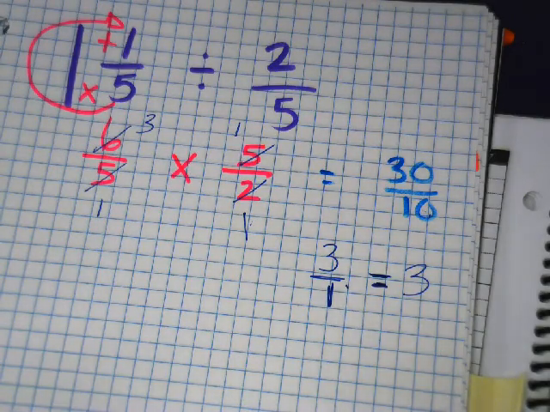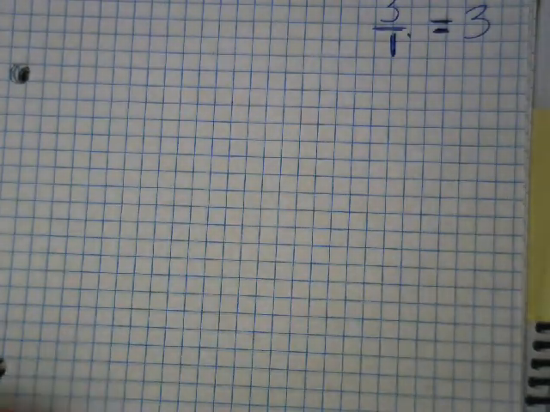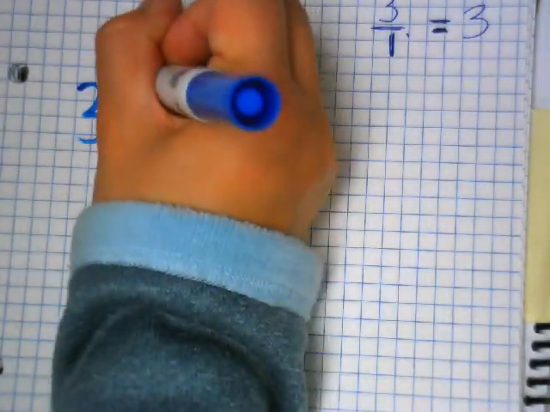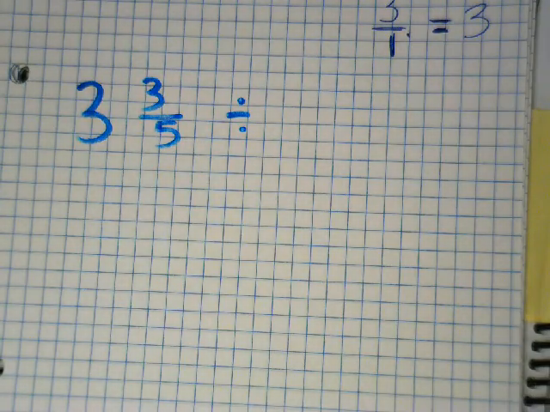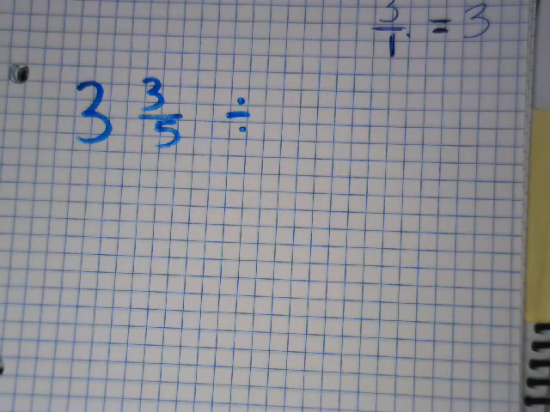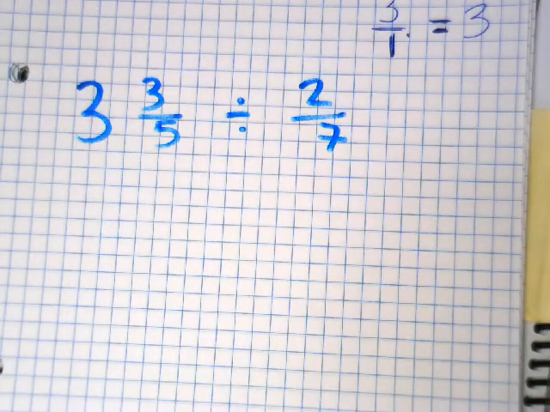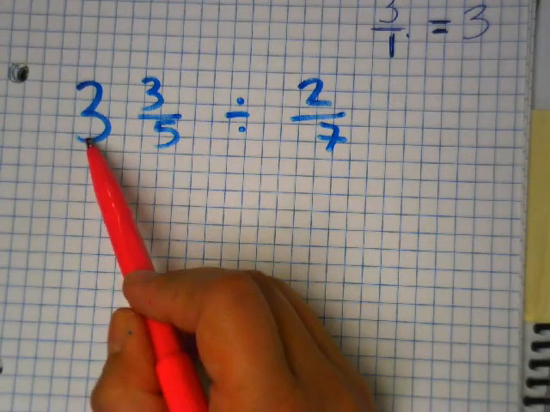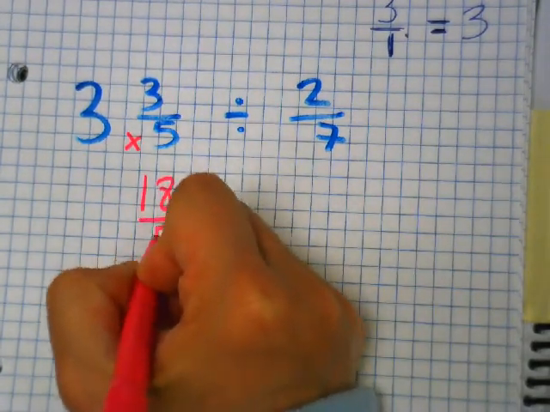All right, quick, someone give me a fraction. A mixed number. 3 and 3/5. Divided by what? 2 sevens. 2 7s? All right. 5 times 3 is 15. Plus 3? 18 over 5.